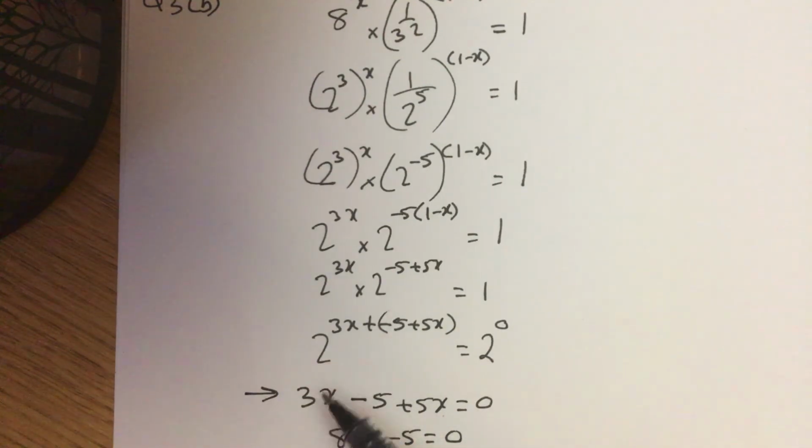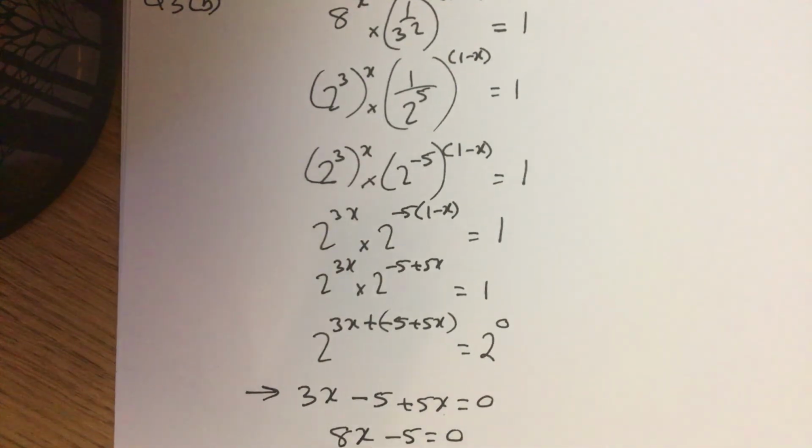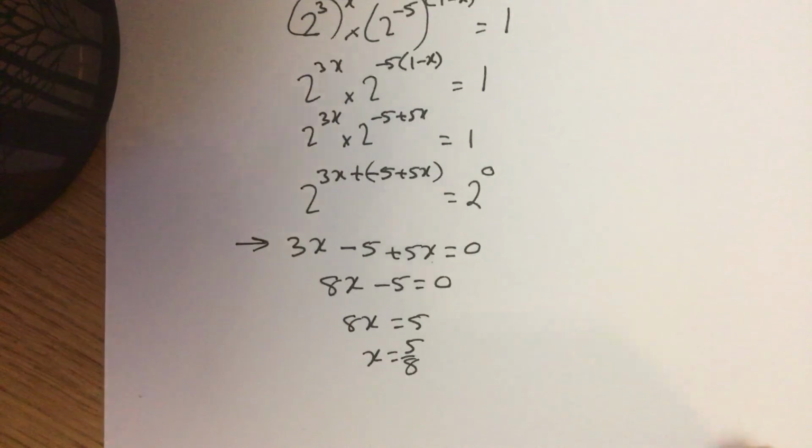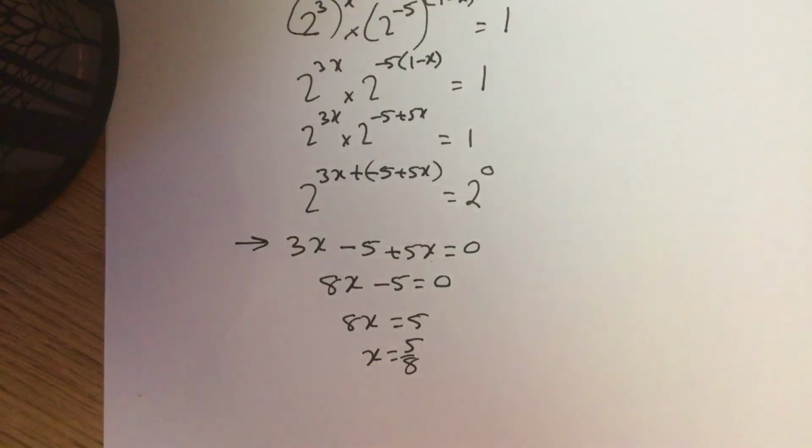So ignoring the base numbers, concentrating on the tops only. 3x minus 5 plus 5x equals 0. Just tidy that up. 8x minus 5 equals 0. 8x equals 5 and x equals 5 over 8.